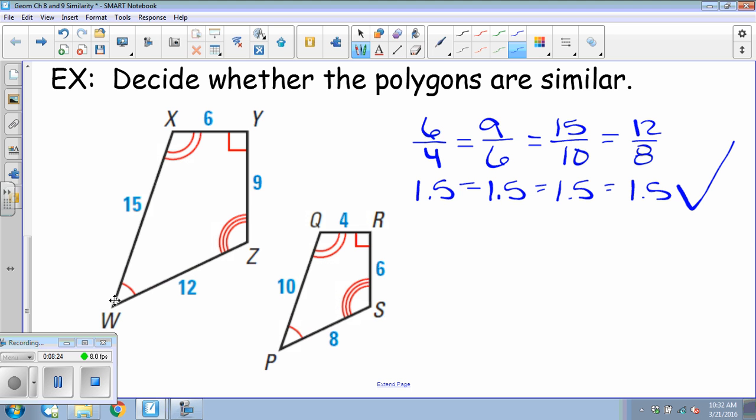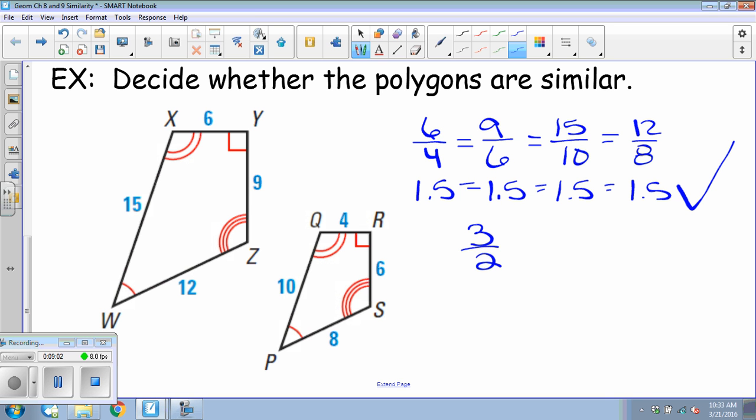You can't just have two sides proportional to the other sides. All four ratios have to be the same. That scale factor that I was talking about, for example, if you had one that was twice as big as the other one, the scale factor would be 2 to 1. If it was 3 times as big as the other one, it'd be 3 to 1. Well, this one, the scale factor of WXYZ to PQRS is 3 to 2. If I took any one of those fractions and reduced them, I'd get 3 over 2.